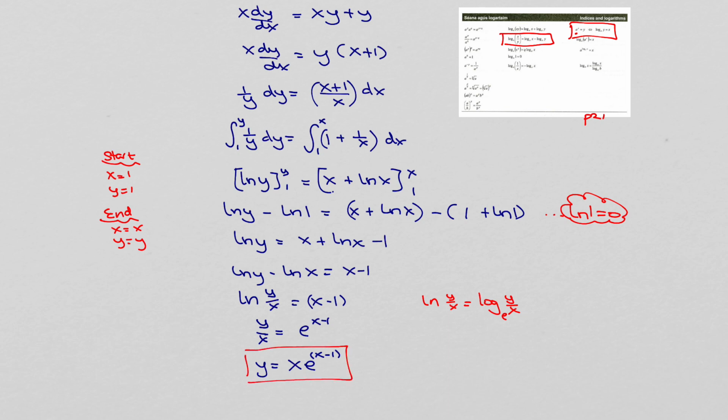Okay, so again, we have 5 for setting up our integrand, 5 for integrating, 5 for subbing in our limits and tidying up, and then 5 for our answer.